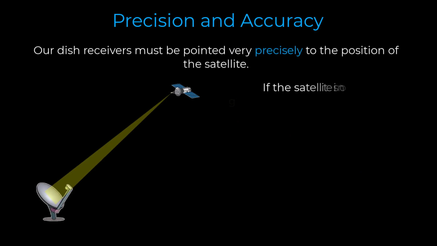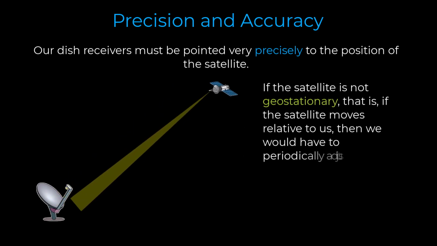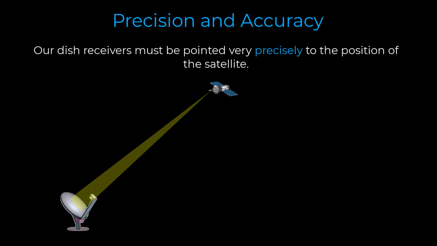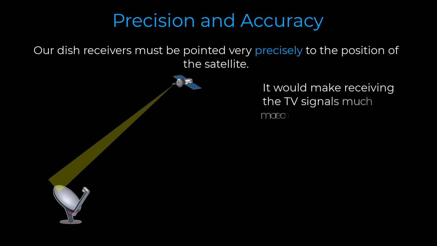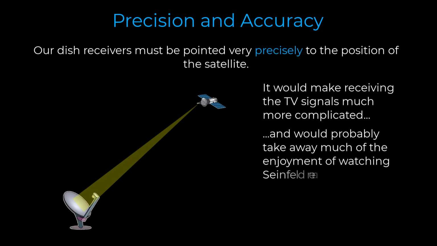If the satellite is not geostationary, that is, if the satellite moves relative to us, then we would have to periodically adjust the position of our dish receivers in order to receive the TV signals. It would make receiving the TV signals much more complicated and would probably take away much of the enjoyment of watching Seinfeld reruns.